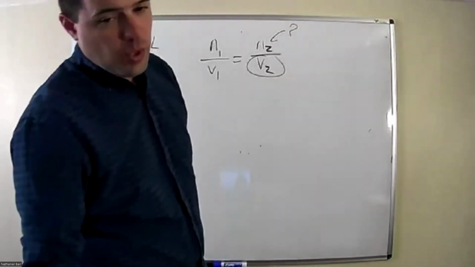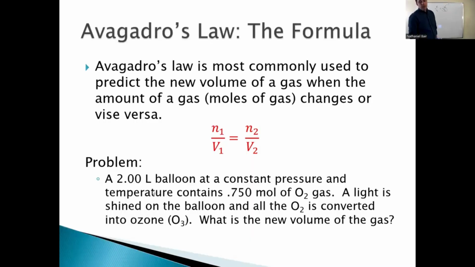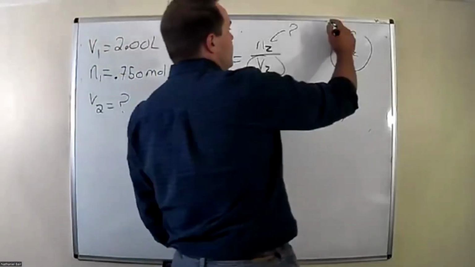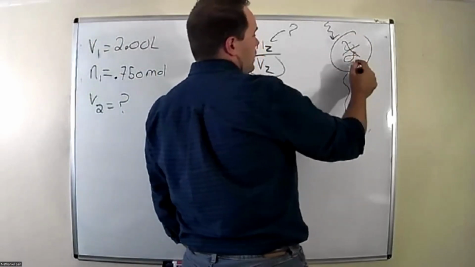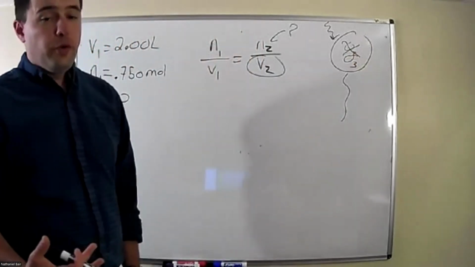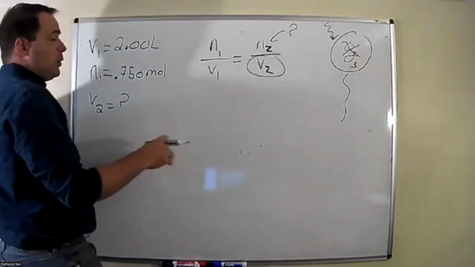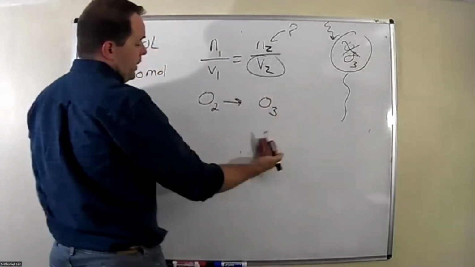Let's go back and look at what was stated. We got this balloon that's full of oxygen gas. I'm going to draw the picture. We got a bunch of oxygen gas in here. Then we are going to shine a light on the balloon, and that ultraviolet light is going to turn all the oxygen into ozone. And I want to know what's going to happen to the volume. So what just happened here is a chemical reaction. O2 is getting turned into O3.